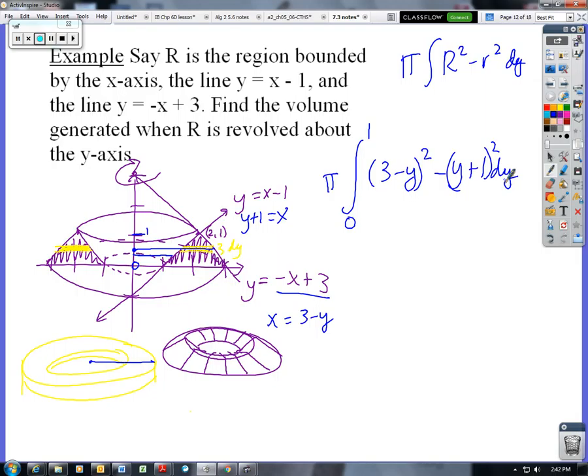And I'll just tell you the final answer. You can try that on your own. You should get 4 pi units cubed. And that's as far as we got today.